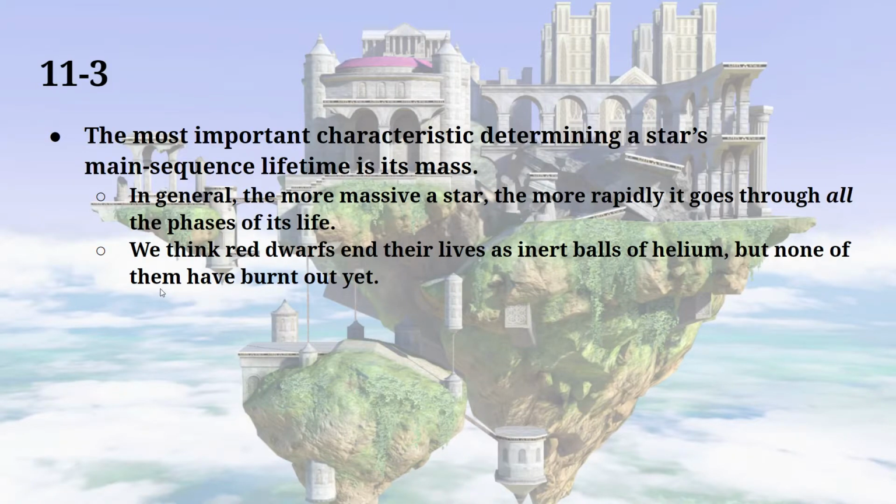The most important characteristic, then, in determining a star's main sequence lifetime is its mass. The more massive a star, the more rapidly it gets to go through all the phases of its life. And we think things like red dwarfs end their lives eventually as just a ball of helium floating out there, but none of them have burnt out yet because remember, they'll take like hundreds of billions of years, so we have no idea what's going to happen. Like, no idea.